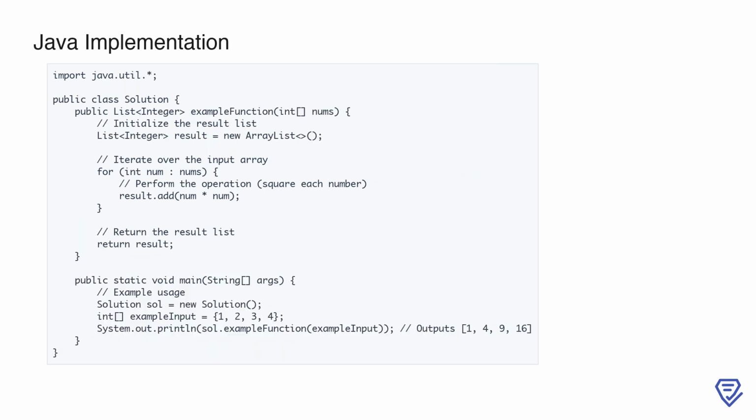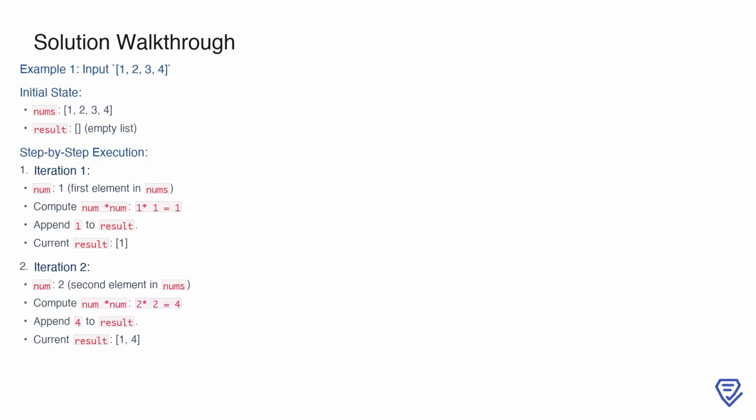This is the Java implementation of the placeholder logic for LeetCode problem number 1369. It mirrors the provided Python implementation, where the function squares each number in an input array. Key differences include using Java's list for dynamic storage, explicit type declarations, and a main method for demonstration. The example function method iterates over an array of integers, squares each value, and stores the results in a list, which is then returned. Here, we start with the input list 1, 2, 3, 4.